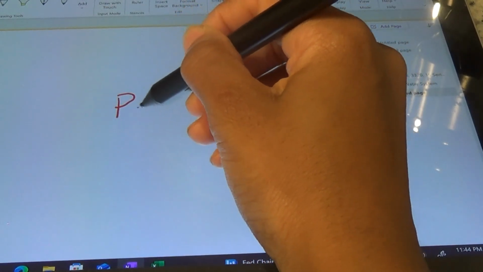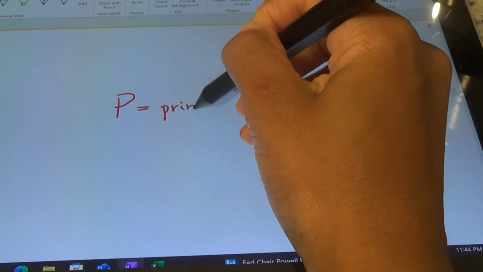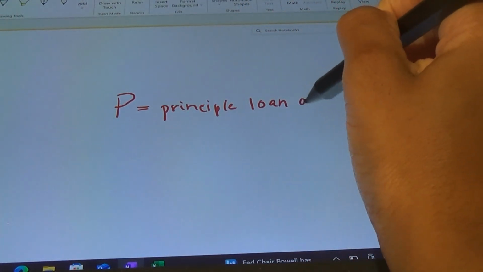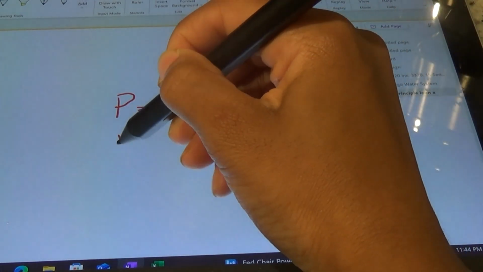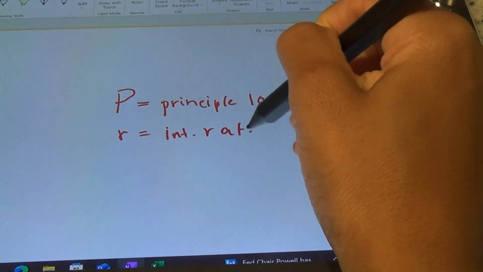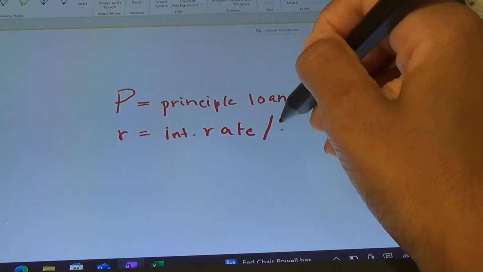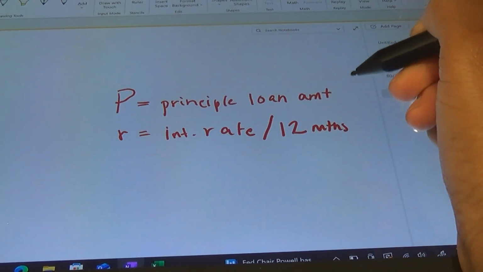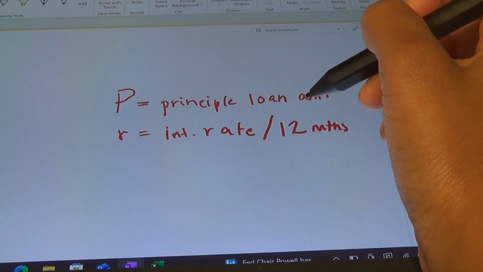We're going to need P, which is the principal loan amount. Then we're going to need R, which is our interest rate. And we're going to divide that by 12 just for consistency here. Just 12 months. Doesn't really have a unit, but so you see where it came from, the 12.